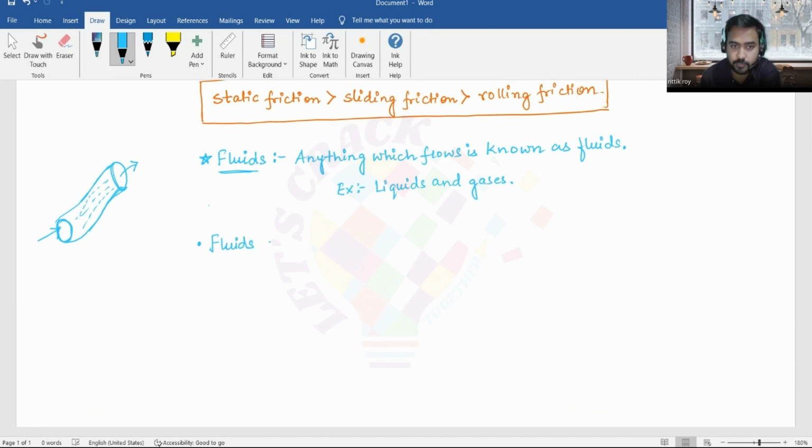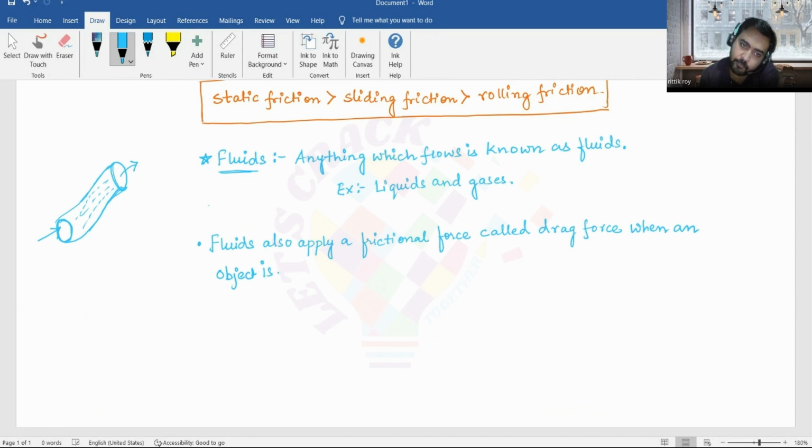So fluids also apply a frictional force called drag force when an object is moving through them.